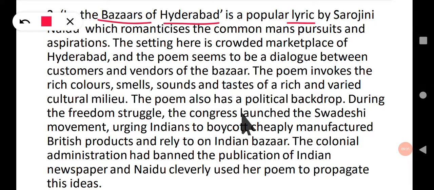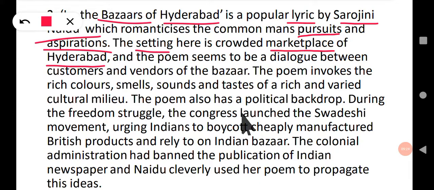Next, it is a popular lyric. Lyric is a noun here, again by Sarojini Naidu. Sarojini Naidu is a noun, which romanticizes the common man's pursuits. Pursuit is also a noun. And aspirations. Aspirations is also a noun form. The setting here, setting is a noun here, is crowded marketplace. It is also a noun, of Hyderabad.